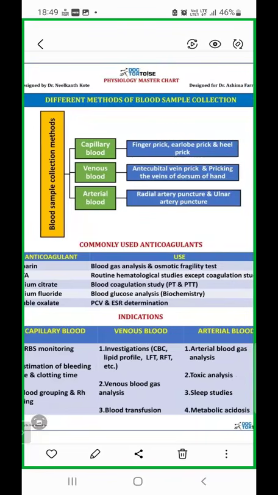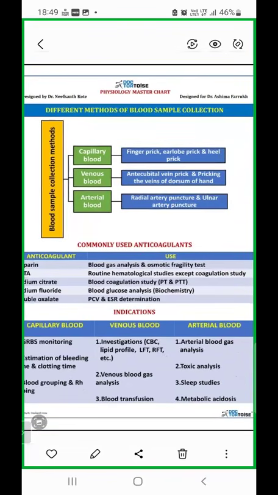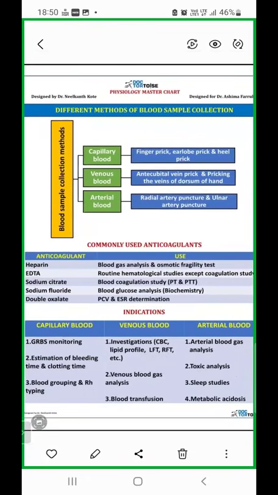And arterial blood, it is the radial artery puncture and the ulnar artery puncture. Now, once the blood has been collected, it has to be put in certain containers for a blood sample. So a container is a receptacle into which the blood is transferred from the syringe before sending it to the laboratory. So clean and dry 10 ml glass test tubes, collection bottles such as clean and dry 10 ml discarded medicine vials, glass bulbs, etc. are usual ones in use.